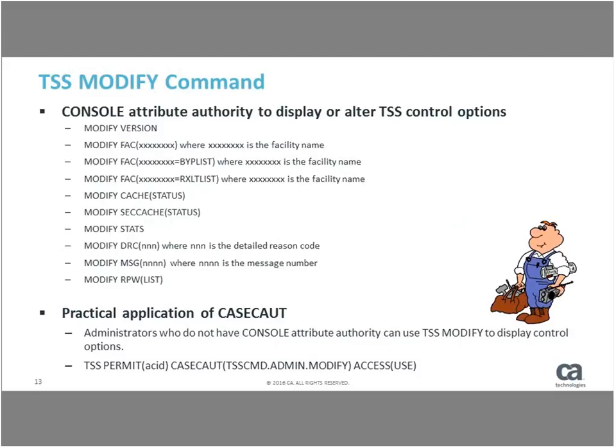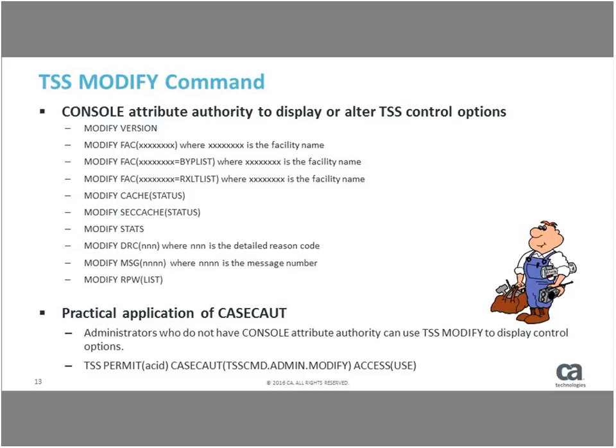But there was a request to break this up, so that modify would have authority just for display and have a separate authority for alter. We implemented that with the CA, and you don't need the console attribute any longer to say you want to display. I have a display here of different options that could be displayed when you do the modify command.